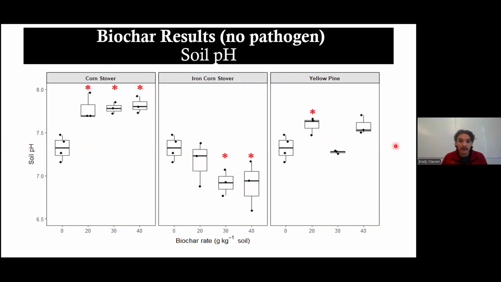And so this really showcases, if we're going to be adding these biochars onto working or agricultural lands, we need to take into consideration their soil buffering mechanics, especially with iron corn stover. If the idea is to drop your soil pH, this may be able to sequester carbon and drop that pH. But if you don't want to do that, of course, that would be bad. So just really making sure we match amendment types and rates with what agronomic performance we want out on the land.